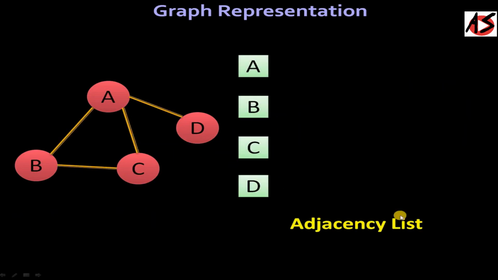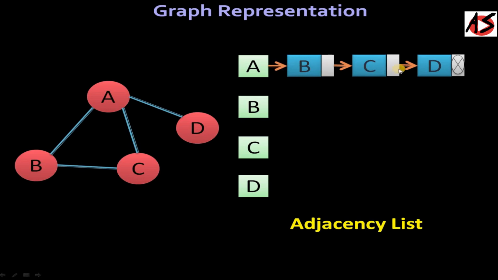Here we will take the adjacency list. So here we will take a linked list, in which we take a pointer for each vertex A, B, C and D. Initially they indicate null. Now we will build the list for vertex A. Since A is connected with B, C and D, you will take the linked list from A to B, B to C and C to D, and at last you put null here. So this list indicates A is connected with B, C and D.